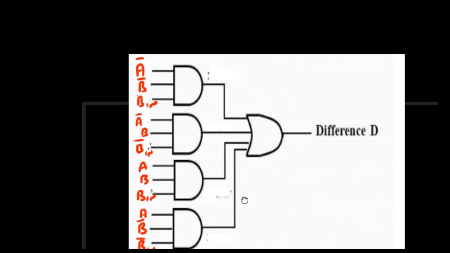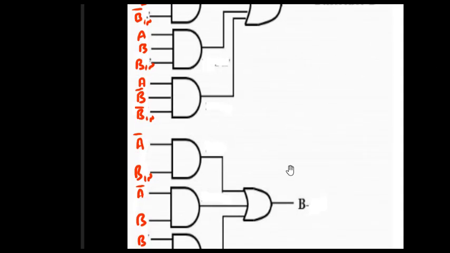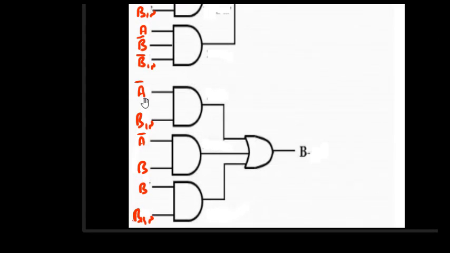So here is the circuit diagram, AND-OR logic. For difference we have 4 sum of products terms. The first term is A bar B bar BIN, then A bar B BIN bar, then A B BIN, and A B bar BIN bar. They are connected to AND gates, and finally an OR gate, and this gives the difference. Then for borrow we have 3 SOP terms: A bar BIN, A bar B, and B BIN. They are connected to AND gates, and then finally the OR gate. So this is how we design the full subtractor.